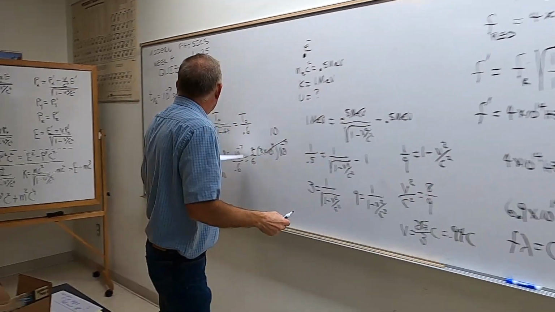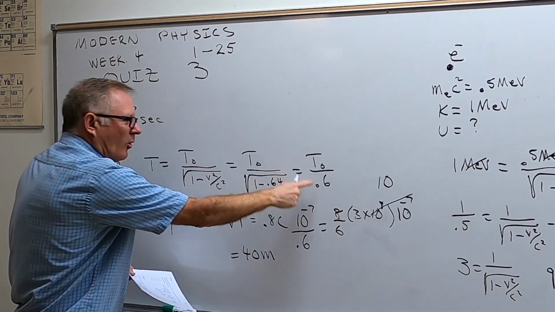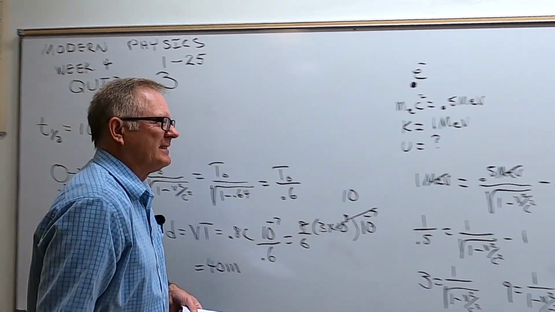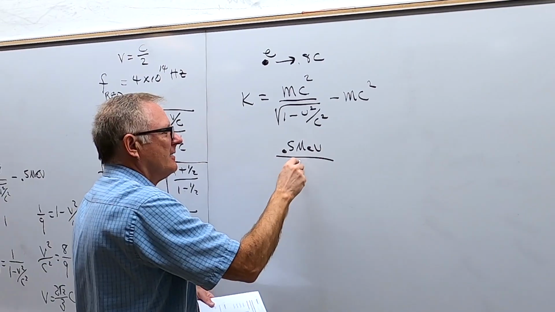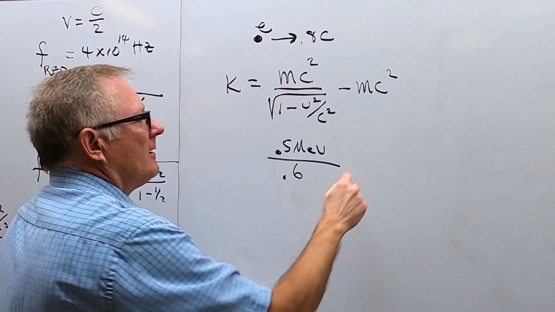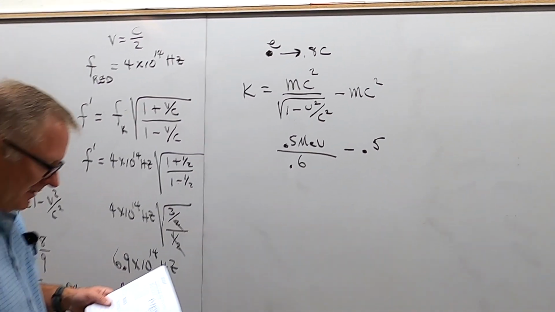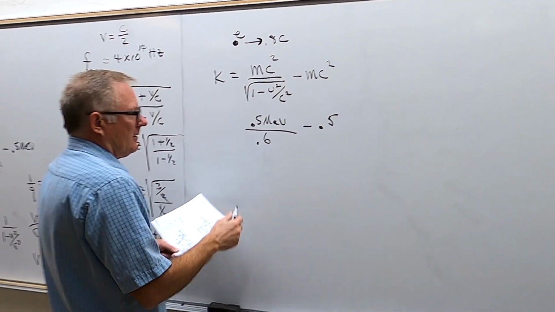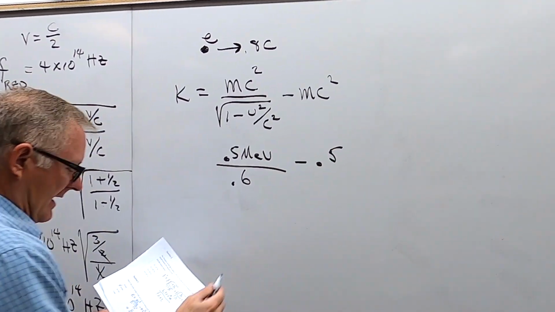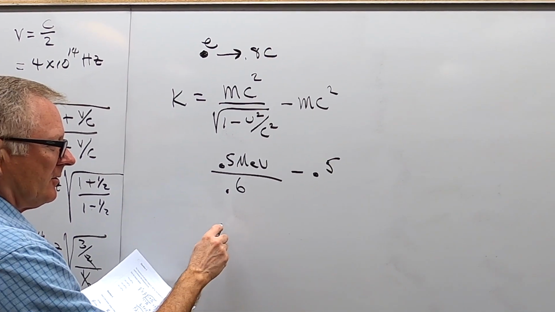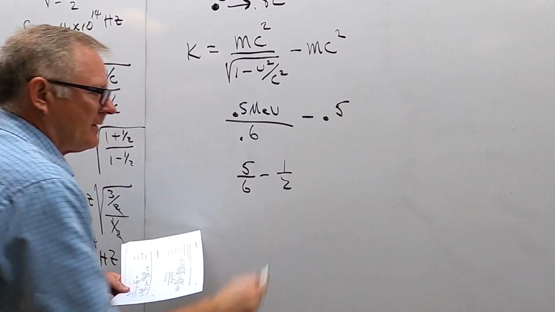I think we did it way back here. Remember this was 0.8 c, and remember the whole square root term just becomes 0.6. Right? Yeah, that's why I like to use it. So this whole thing is just 0.6 right there, minus 0.5. So this is 5/6 minus 0.5 right here. So this is 5/6 minus 1/2, really, you could say.